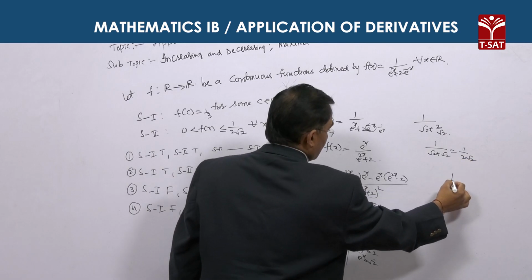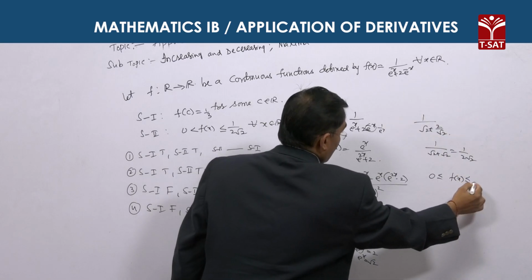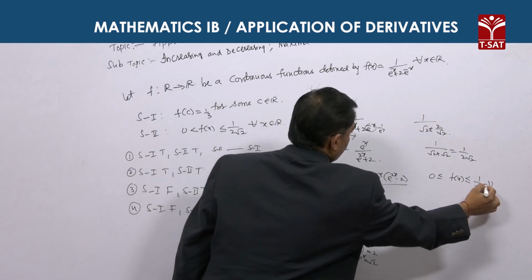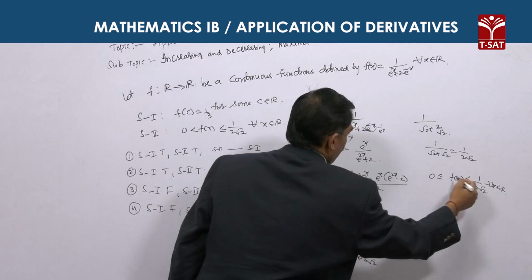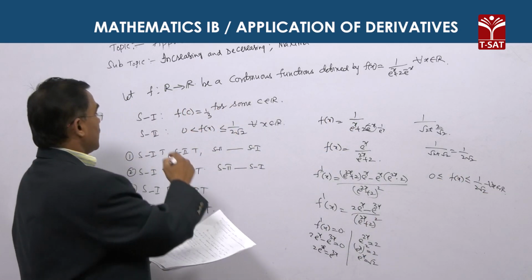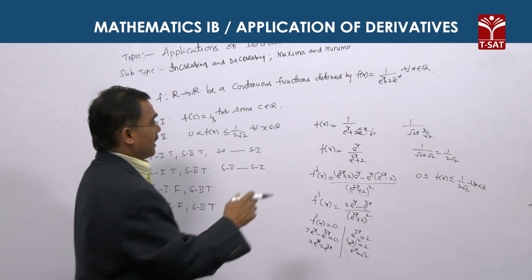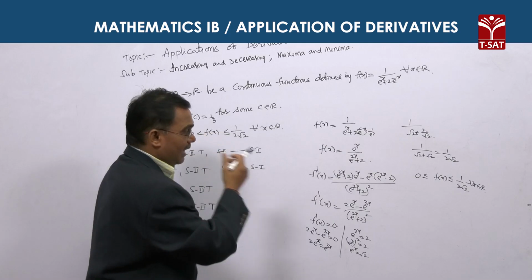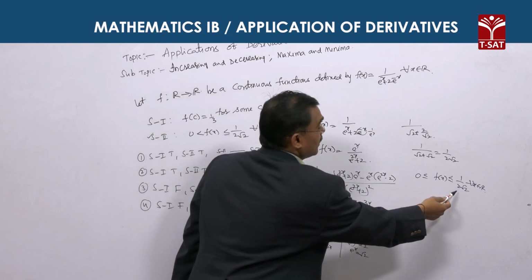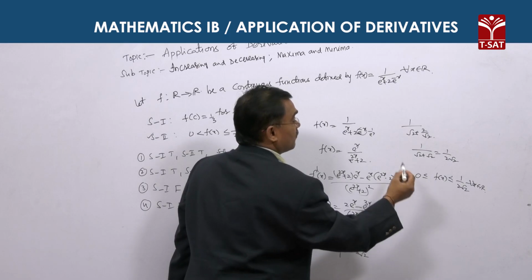Therefore, the given function f(x) is always positive and less than or equal to 1/(2√2) for all real numbers. So the range lies between 0 and 1/(2√2), and the second statement is correct. We observe that f is a continuous function, which means every value between 0 and 1/(2√2) is attained by the function.